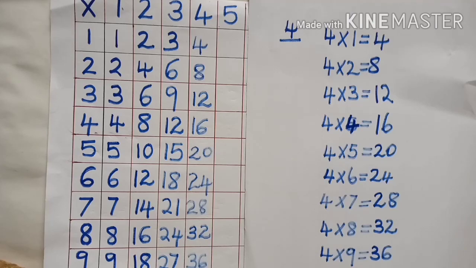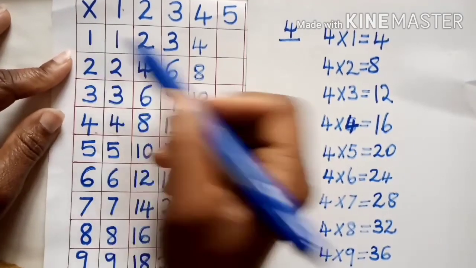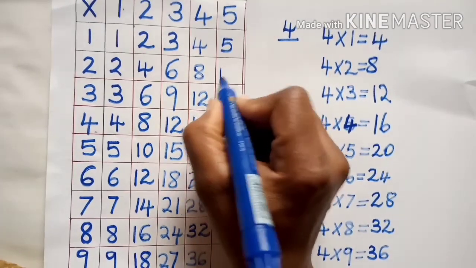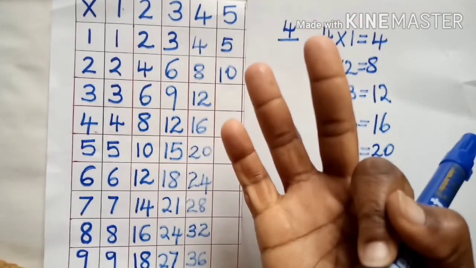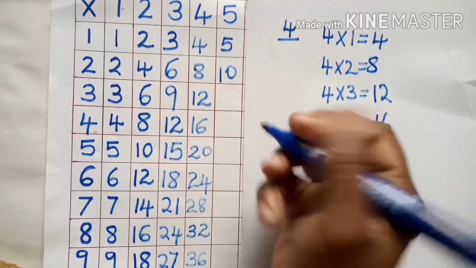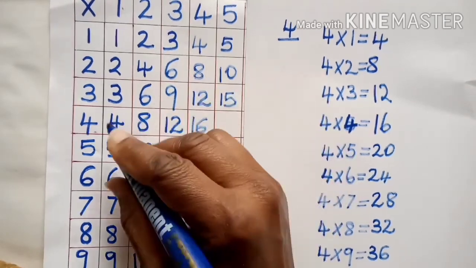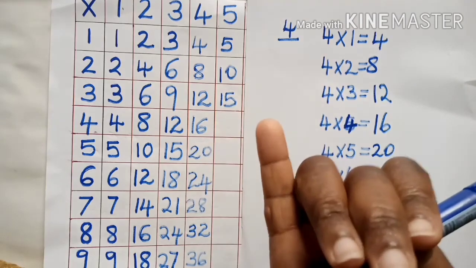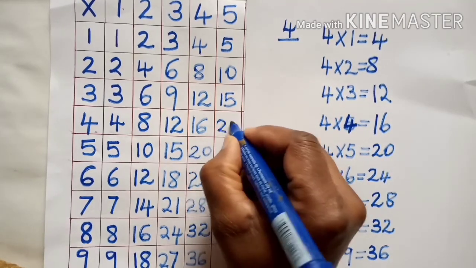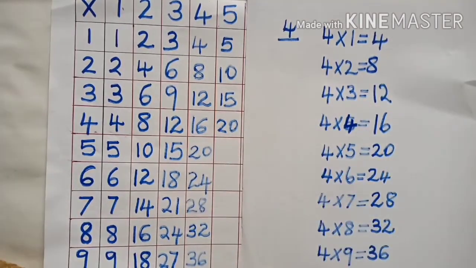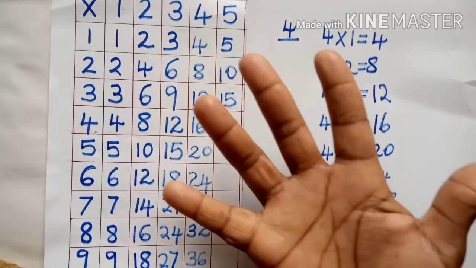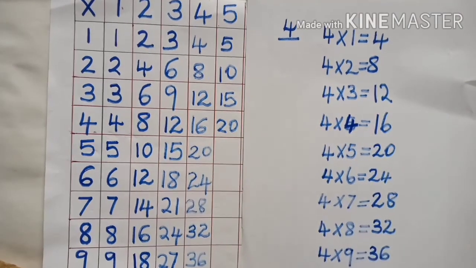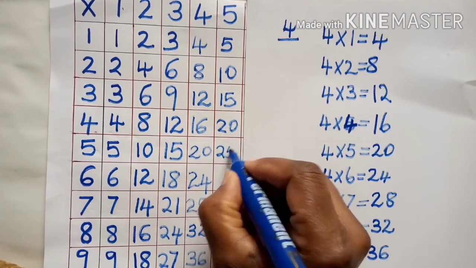Now let's fill our table here. 1 times 5 is 5. 2 times 5 is 10. 3 times 5 is 5, 10, 15. 4 times 5, in fives: 5, 10, 15, 20. 5 times 5 is 5 fingers out, count in fives. 5, 10, 15, 20, 25. So here we have 25.